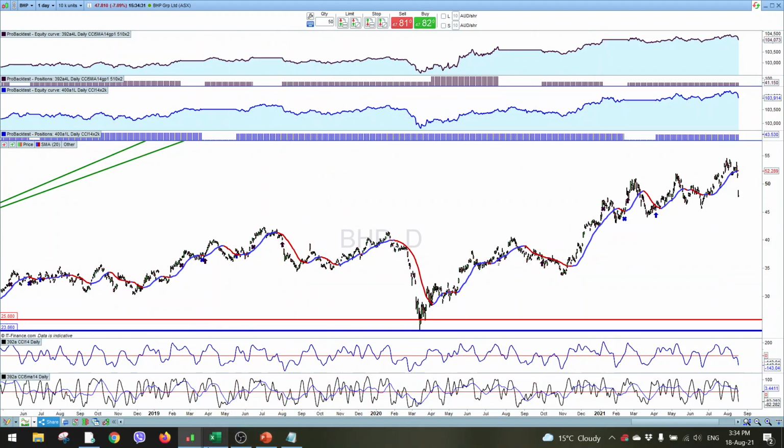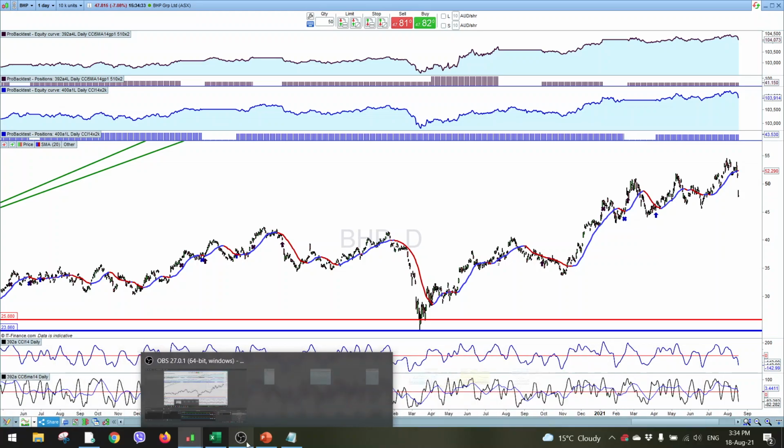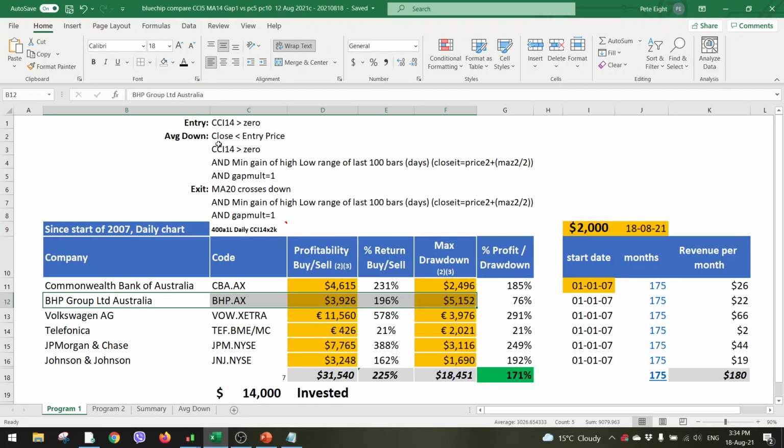Let me first explain the first program entry. We're looking at CCI14 greater than 0, as I said, and it exits when the moving average 20 crosses down. We're looking at a minimum gain of the last 100 bars of the highs and lows. So what does that mean?